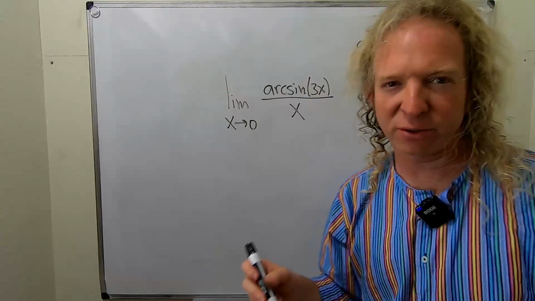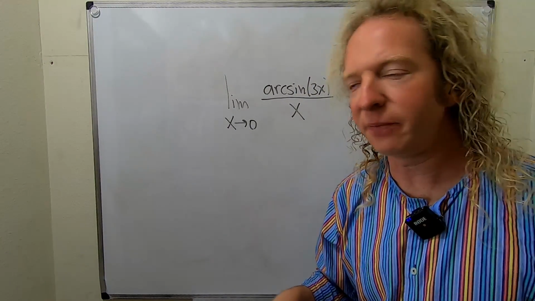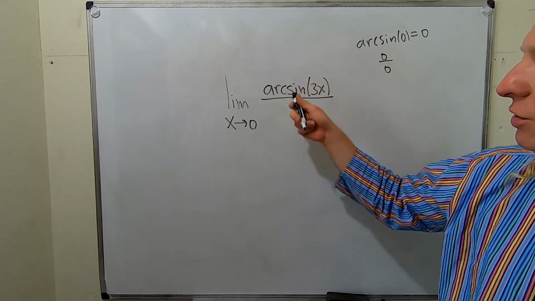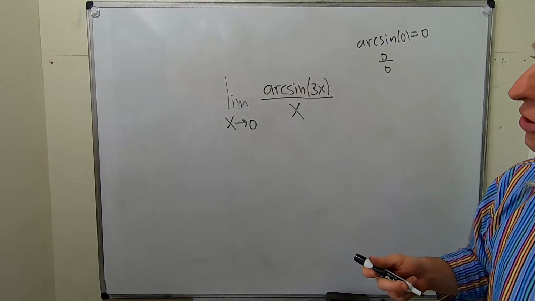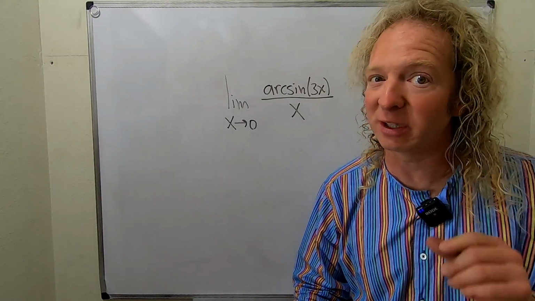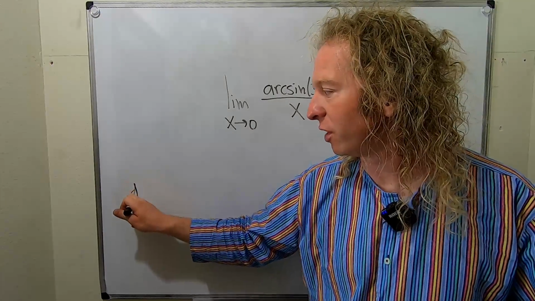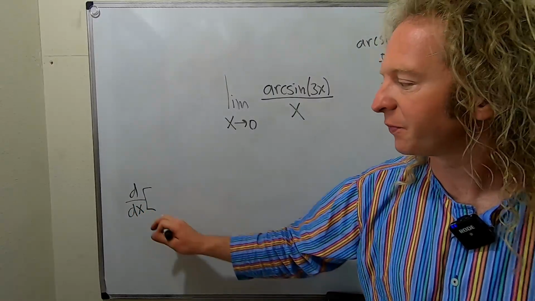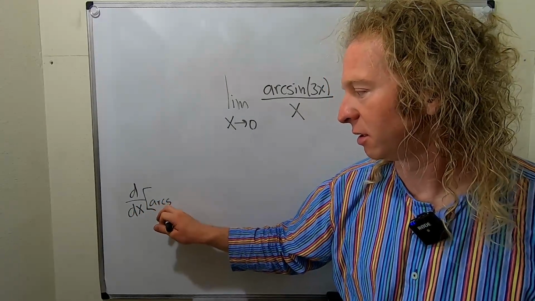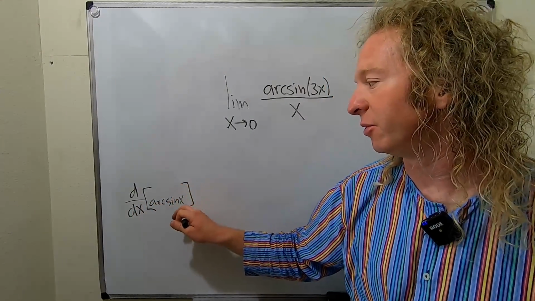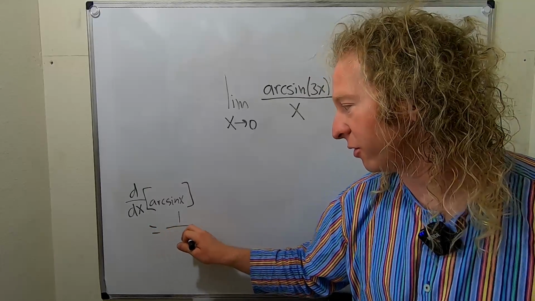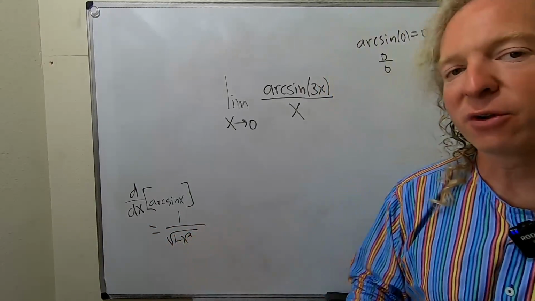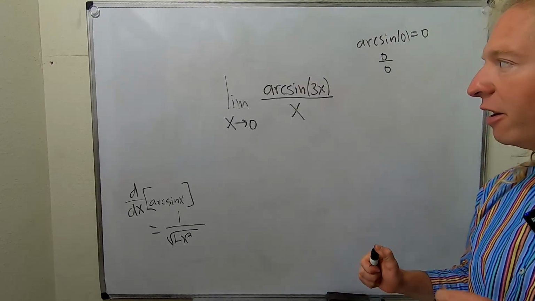So whenever you have 0 over 0 or infinity over infinity, you can use something called L'Hopital's rule. L'Hopital's rule just says that you take the derivative of each piece. So here we have an arcsine function. Let me refresh your memory on what the derivative of arcsine is. If you take the derivative with respect to x of arcsine x, this is equal to 1 over the square root of 1 minus x squared. So this is the formula for the derivative of arcsine.